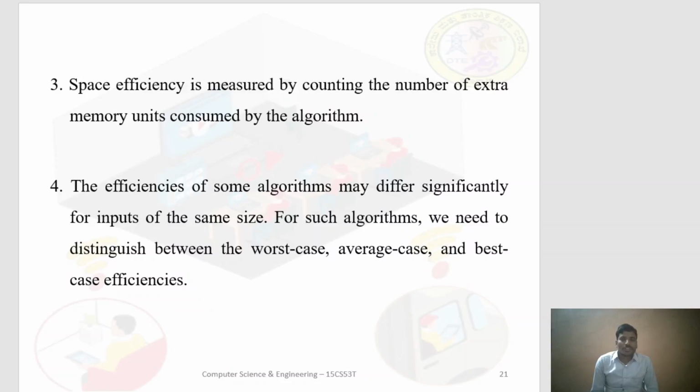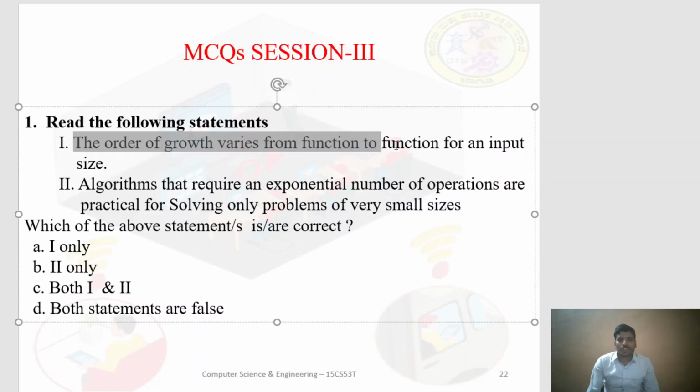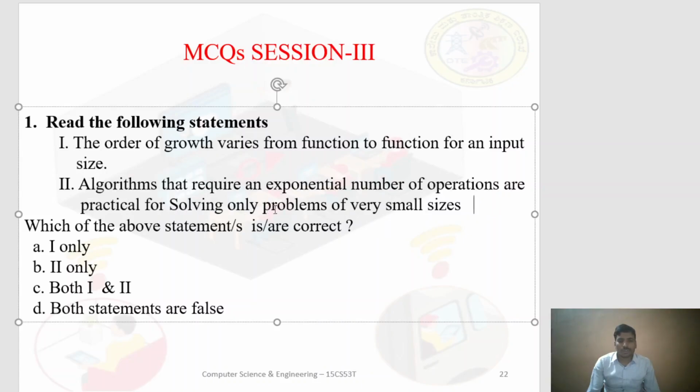Now let us discuss the MCQ session, multiple choice questions. Now let us start the MCQ session. Read the following statements. First statement: order of growth varies from function to function for an input size. Second statement: algorithms that require an exponential number of operations are practical for solving only problems of very small sizes. Which of the above statements is correct?